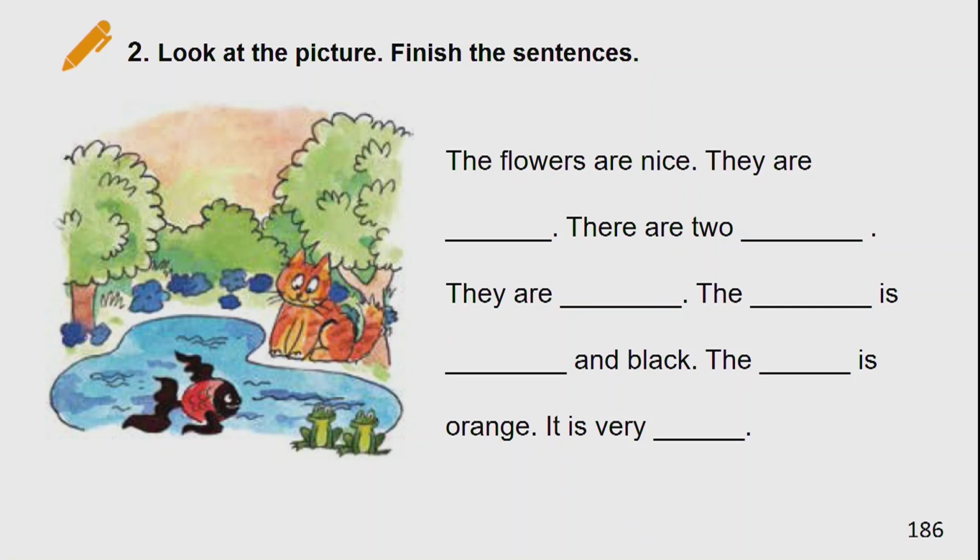What can you see there? A cat, a fish, 2 frogs. What else? Some flowers and trees. Yes, now work individually, please. Finish the sentences in the text. Look at the picture and write the missing words.